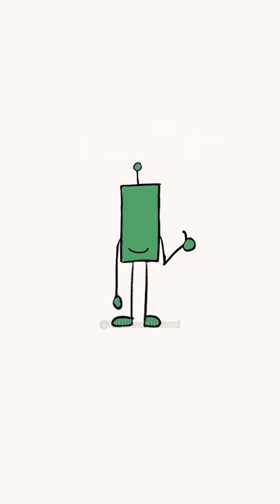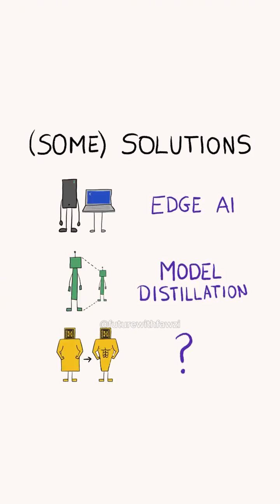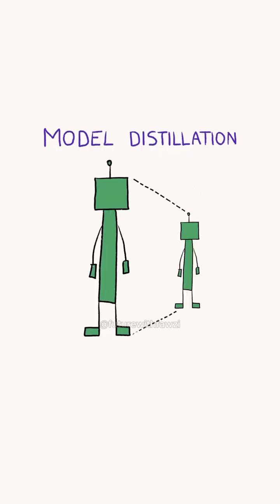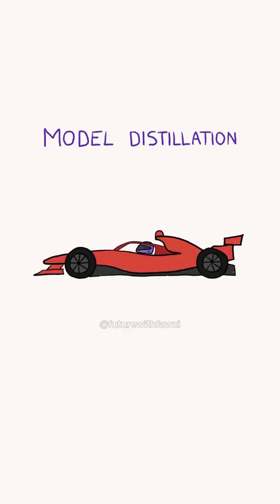For example, the new iPhone can run basic AI features on your device directly without sending those requests to a data center. Another solution is called model distillation. The idea is to create smaller models based on large models to make them more energy efficient and cost efficient for specific tasks. Because we don't always need the biggest and most advanced model if a task is simple. The same way we don't need a Formula 1 car to deliver a pizza.